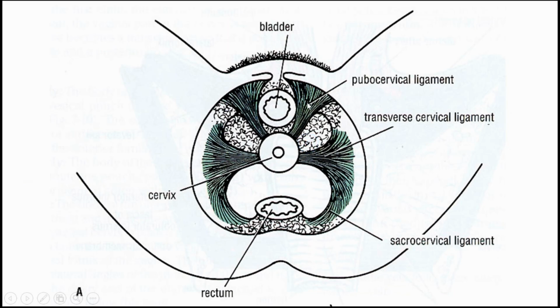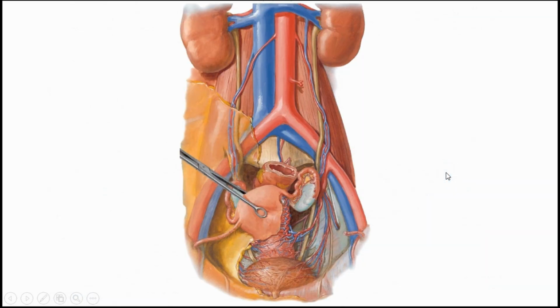Here's another view. It's pretty abstract, but it gets the idea across, that we've got the cervix suspended by these tough ligaments that are helping keep it in place and preventing prolapse of the uterus through the pelvic area here. So we've got the pubocervical, sacrocervical, and transverse cervical ligaments here. And just remember, you're going to hear the transverse cervical ligament called the cardinal ligament very frequently.